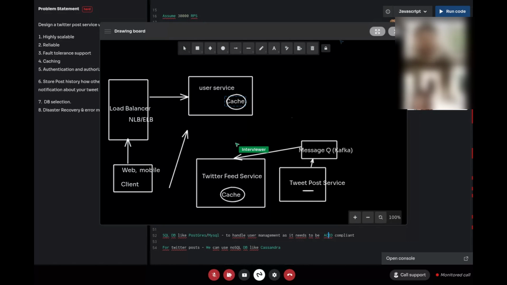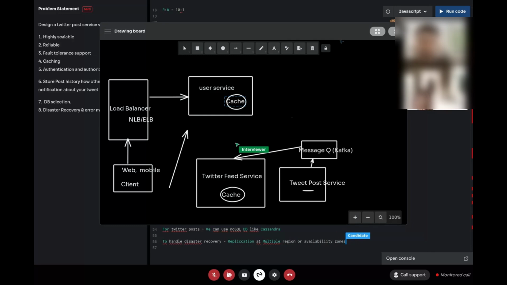And when we choose SQL, to handle disaster recovery, the way we generally do it is to choose something that is ACID compliant. Let's say we have replication at multiple regions, or availability zones, as we call them. So that's how we can handle it.